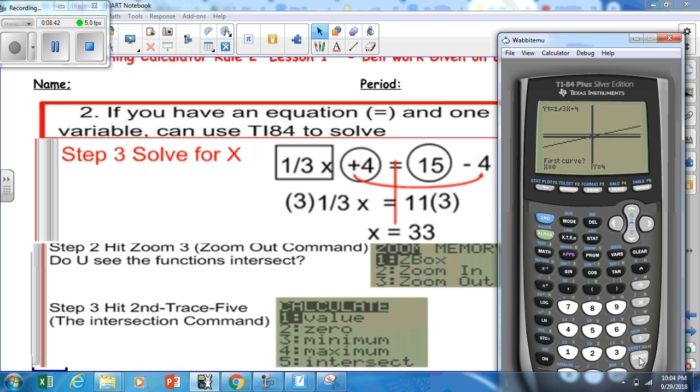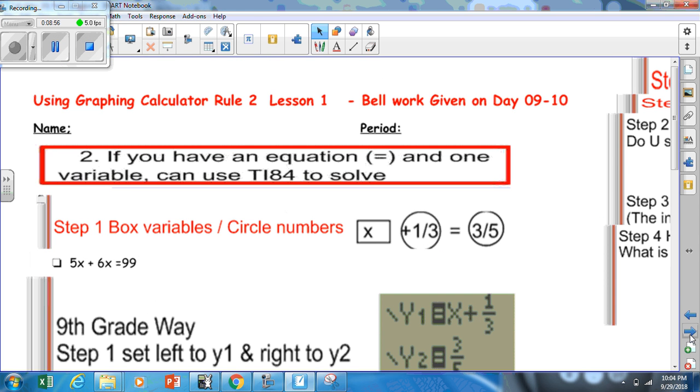All right, I think I have one more for you guys. One more. Here we go. All right, in this problem, we have x plus 1/3 equals 3/5. Again, we know how much you like fractions, so I wanted to throw this at you.